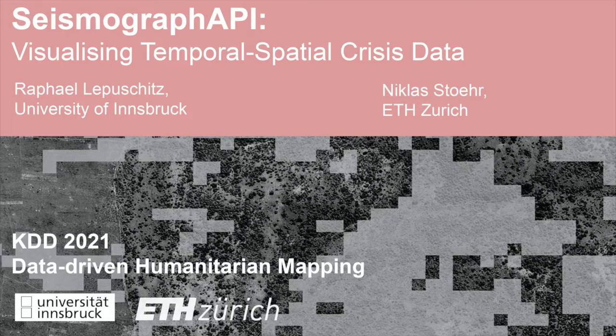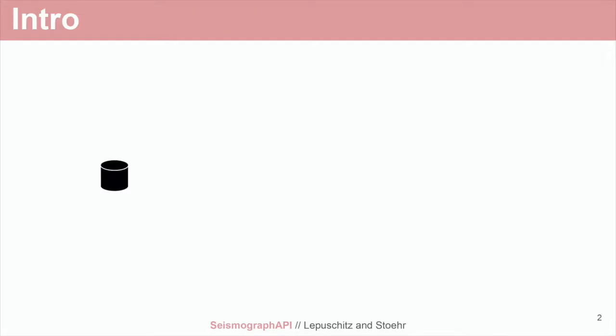This is our short presentation of SeismographAPI, an open-source library for visualizing temporal-spatial crises data. For mitigating crises such as armed conflict, pandemics and natural disasters, incorporation of data in decision-making is becoming indispensable. However, insights from large amounts of data remain untapped if they are not detected and communicated by means of intuitive scientific visualization. Particularly, the development of interactive visualization dashboards requires a broad skill set and is resource-intensive.